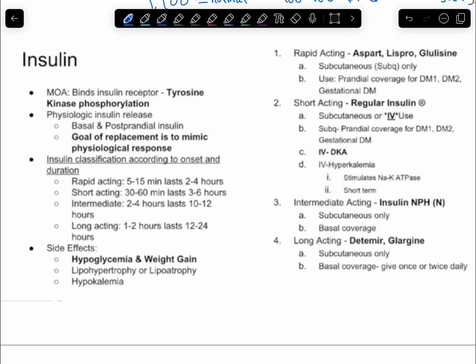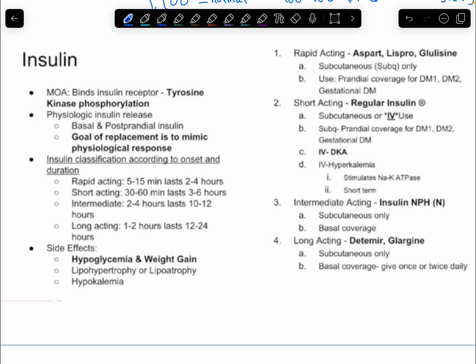The goal of replacement is to mimic the physiological response. For this reason, as I told you, you will see the patient take it in the morning and also with food, because naturally the insulin is released like this in the morning and also with food.